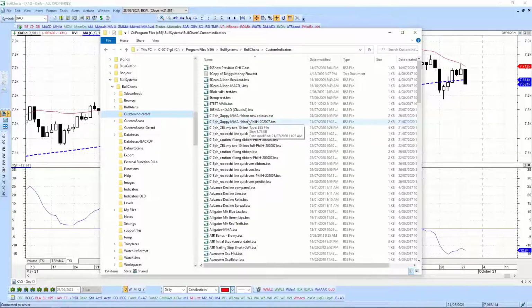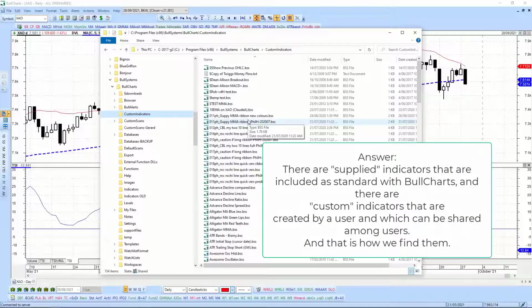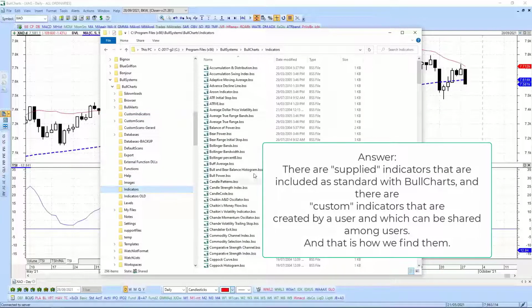And if you look at your system and ask, where did I get this from? Is it a standard one or not? That's how to work it out. Find out whether the file is sitting in the Custom Indicators folder or in the Indicators folder.